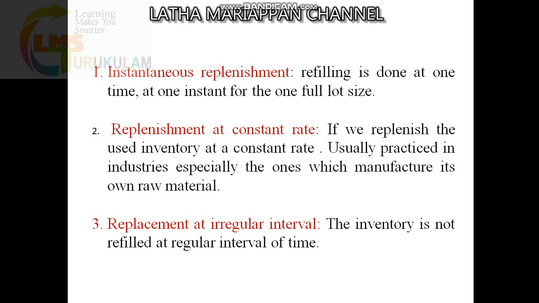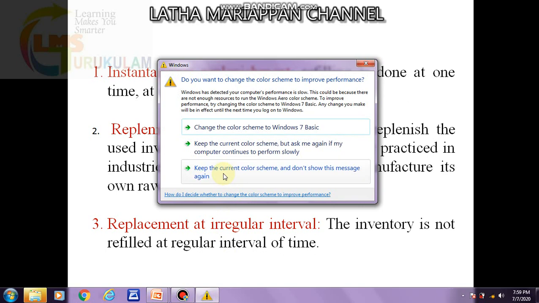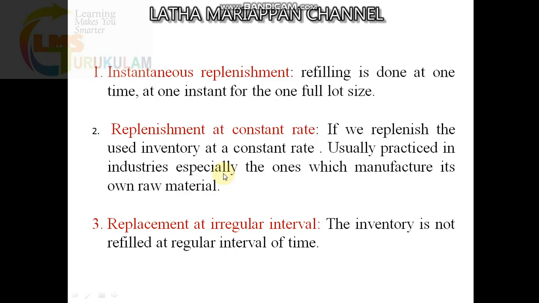The second one is replenishment at constant rate, where we refill the used inventory at a constant rate. This is usually practiced in industries, especially the ones which manufacture their own raw material. The third one is replenishment at irregular interval, where the inventory is not refilled at regular intervals of time. It is called irregular interval.